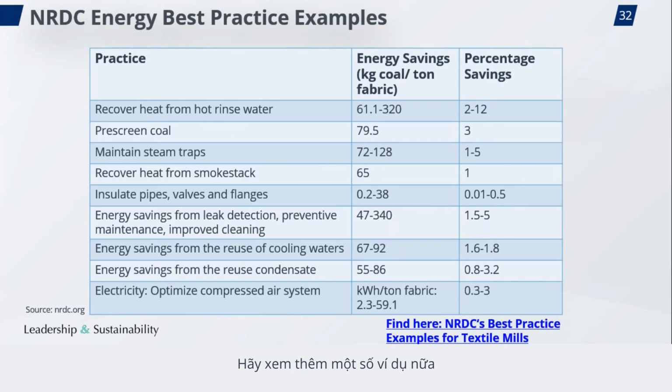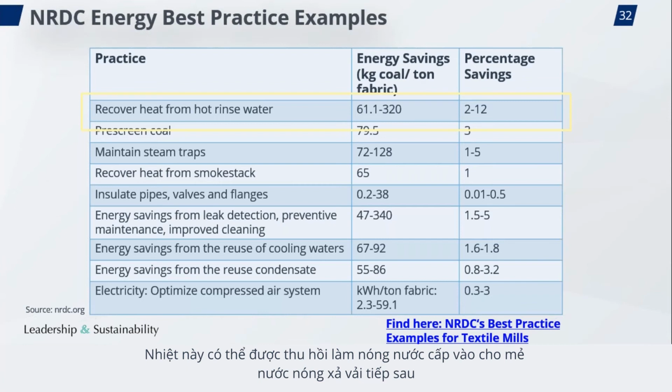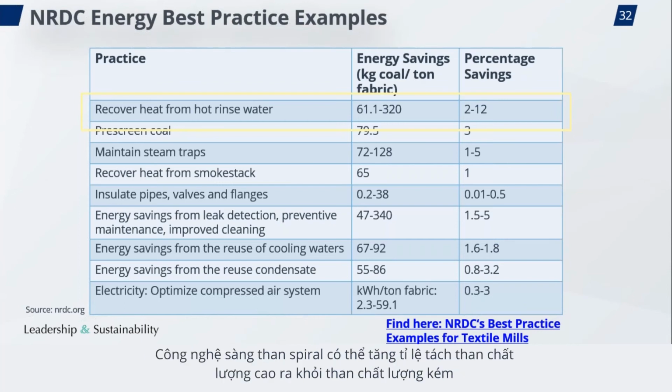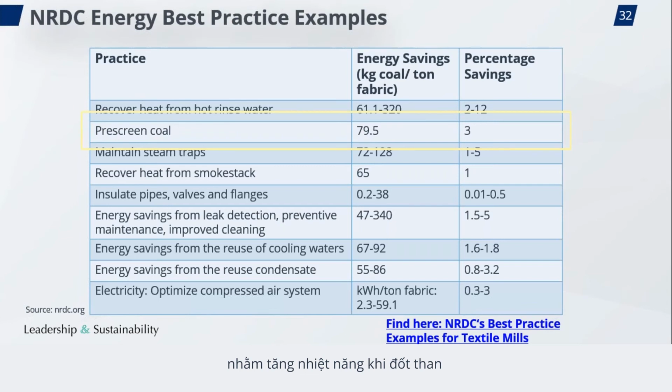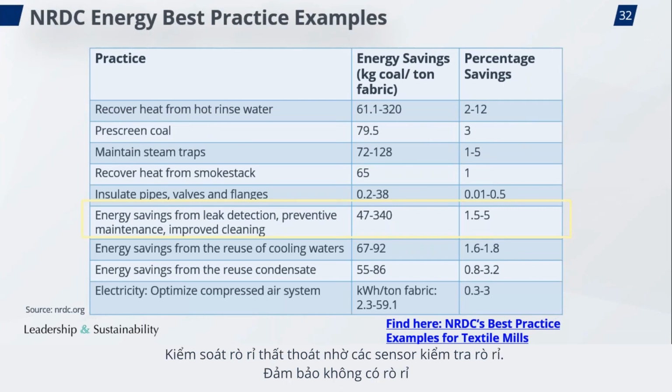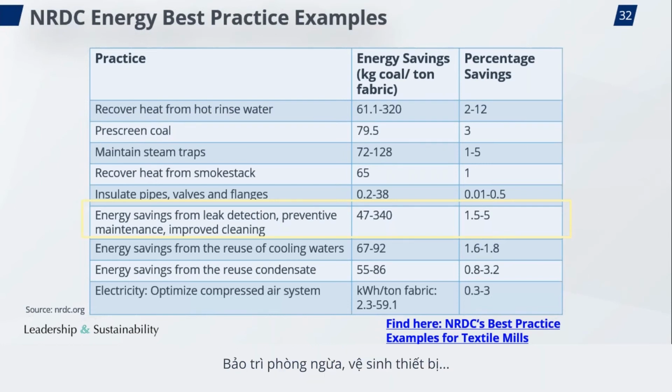And to pick a few of those examples, let's have a look. So for example, recover heat from hot rinse water refers to the large quantities of very hot water used to rinse fabric. This heat can be beneficially captured and used for preheating the incoming water for the next hot rinse. And then if you use coal, to pre-screen coal, a spiral coal screen technology greatly increases the rate of separation of good and bad quality coal, which also increases the calorific value of the fired coal. And then we have also an area where you can save up to 5% of the total energy. So leak detection to save energy by making sure that you have no leaks, preventative maintenance, and also improved cleanings. We also have, for example, energy savings from the reuse of condensate, but there are also many other measures.